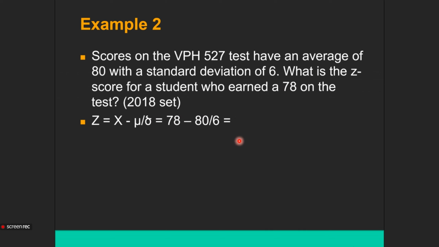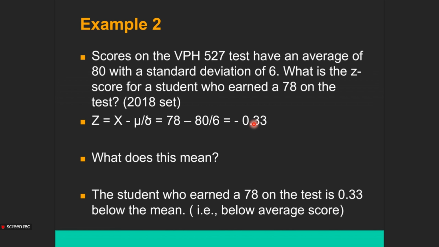That is minus 0.33. Please, it's important to take note of the negative, the fact that this is a negative value. So it simply means that this point will be below our mean to the left hand side, not above the mean. Anything above the mean should be a positive value, while numbers below the mean are negative values. Now, what does this mean? Again, in practical terms, it simply means that the student who earned 78 on the test is 0.33 below the mean.